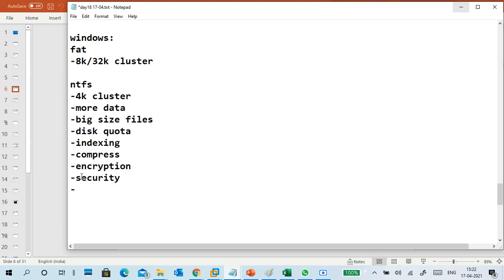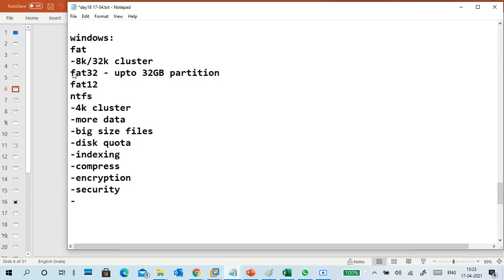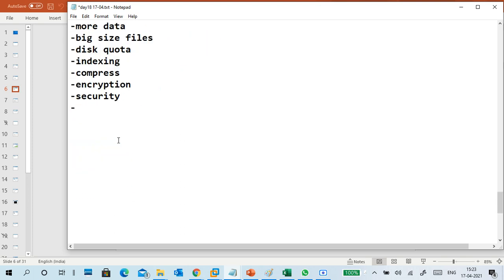And NTFS support. Usually, if you take FAT32, it won't support more than 32 GB, up to a 32 GB partition only. If you take FAT12, it supports up to 4 GB only. But for NTFS, they said the limitation is up to 2 terabytes, but it depends upon the operating system. So it depends on your OS.